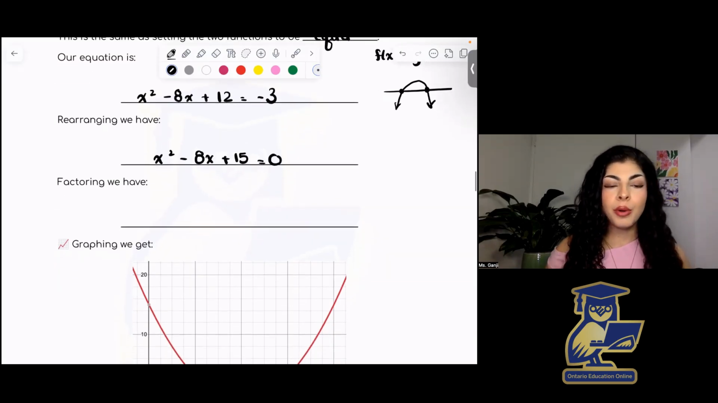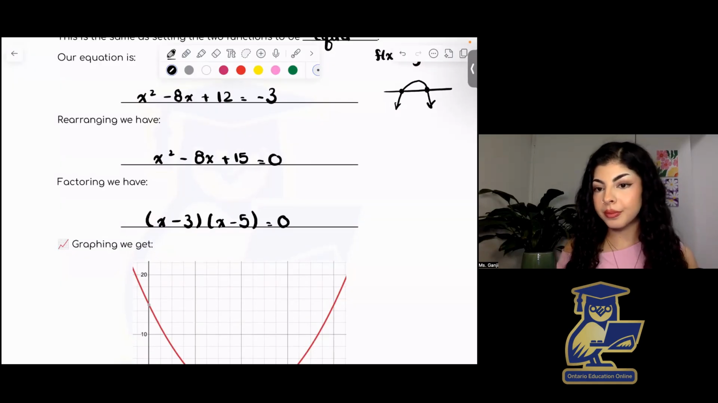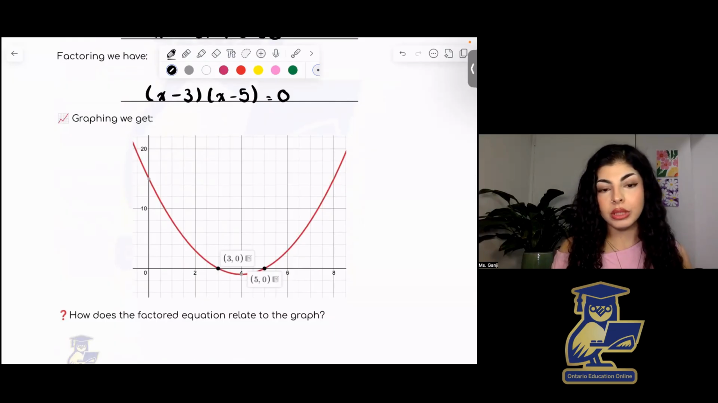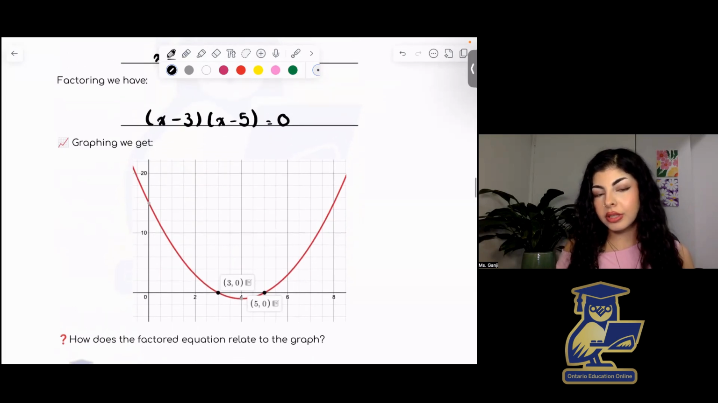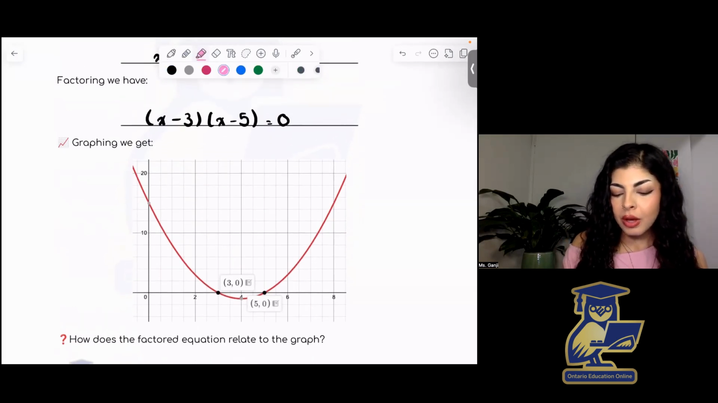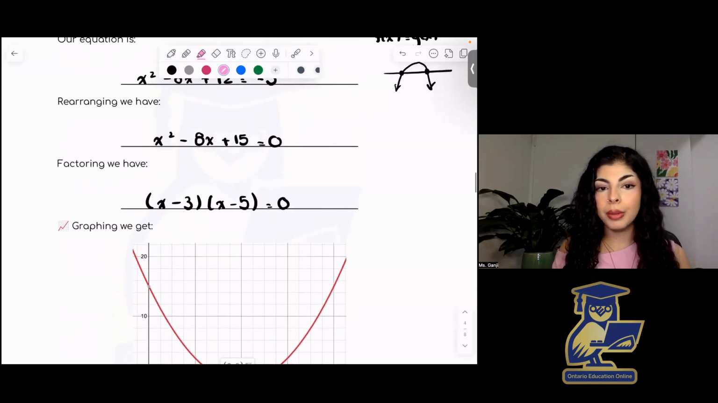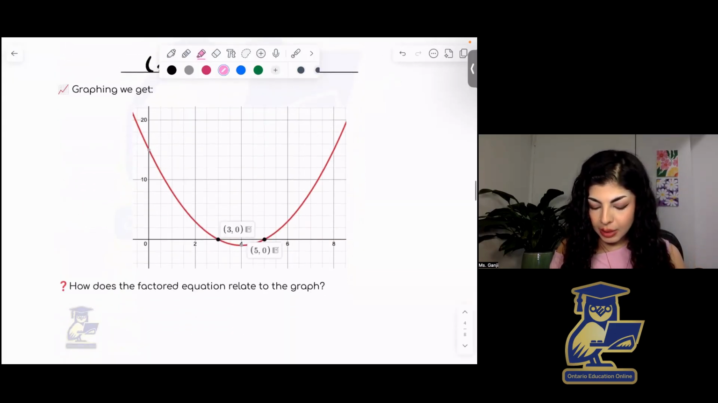Now take a moment, try factoring this using the methods we've learned. And you should have gotten x minus 3 and x minus 5 is equal to 0. And this was the graph that we saw above as well. So now, how does this factored equation relate to the graph and the roots that we saw from before? Essentially, this factored equation is telling us that we are multiplying two numbers so that their product is equal to 0.